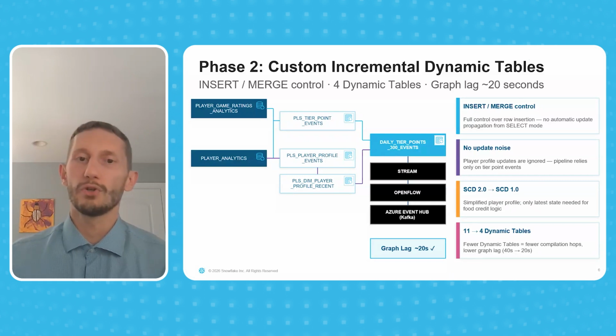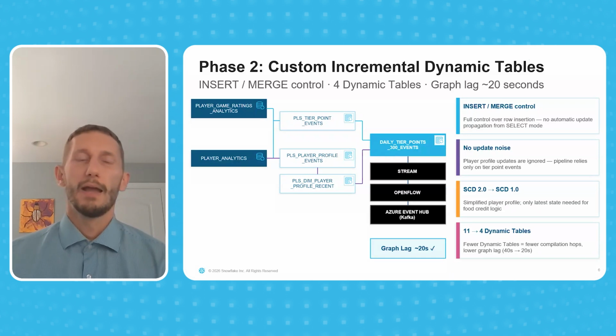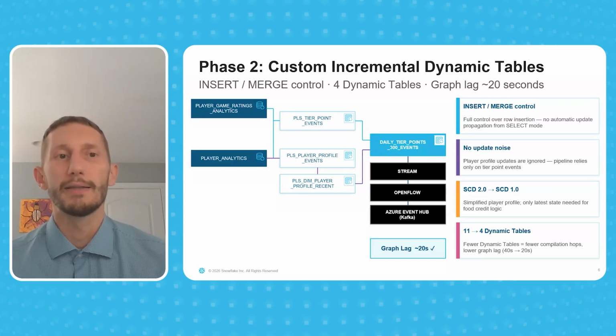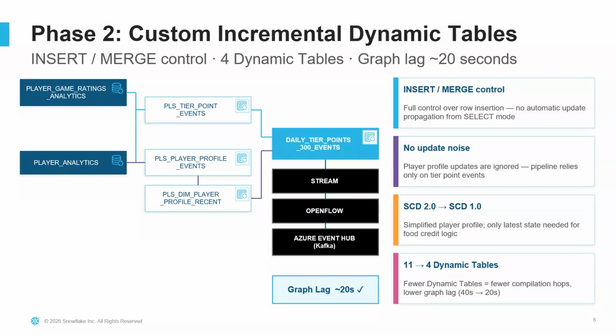And then we have a stream, OpenFlow, and Azure Event Hub as well, right? And when we first tried this phase 2 approach with custom incremental tables, the target lag was about 40 seconds, as well as on the first phase here. And we decided to reduce the amount of dynamic tables, as the Snowflake support team recommended, to get rid of the extra compilation hops. Because when we have more tables, we need more time on compilation and execution.